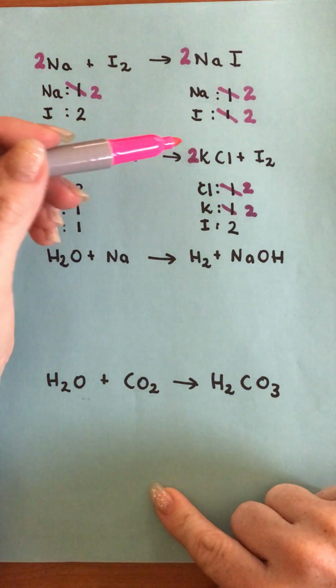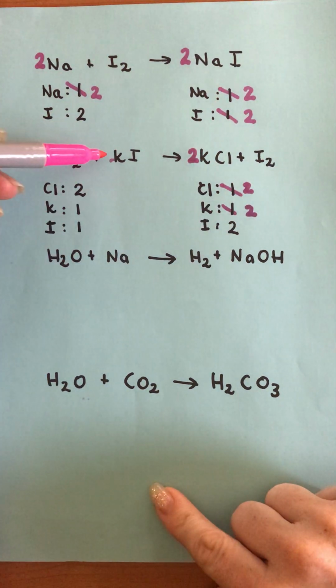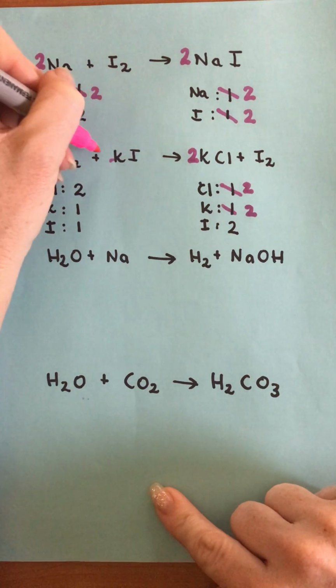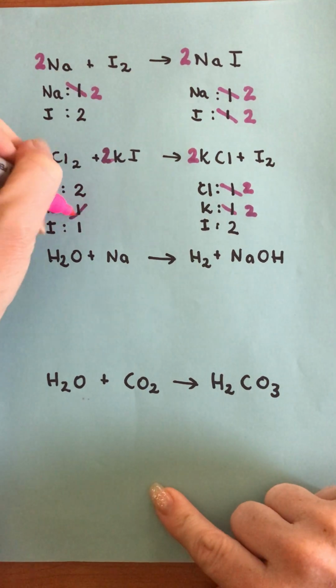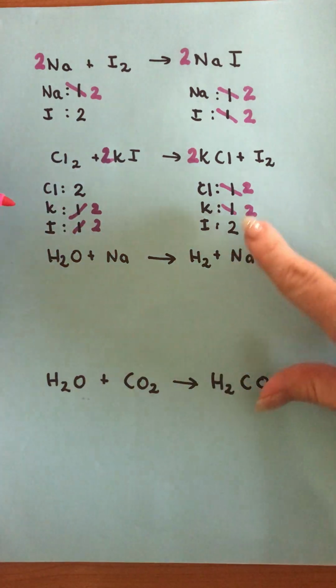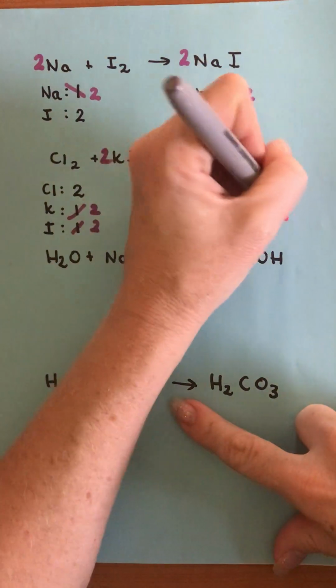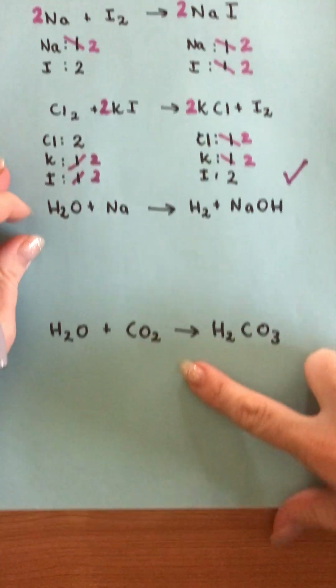Now I have 2 iodine, but I want 2 potassium over here, 2 iodine over here. So I put a 2 here. That's going to up my potassium and my iodine to 2, which is what I needed for the other side. So it is now balanced.